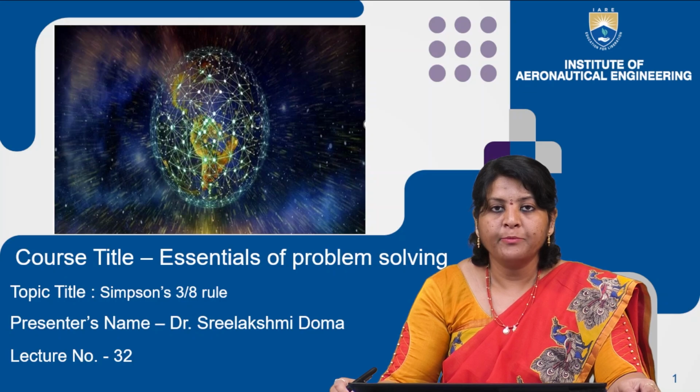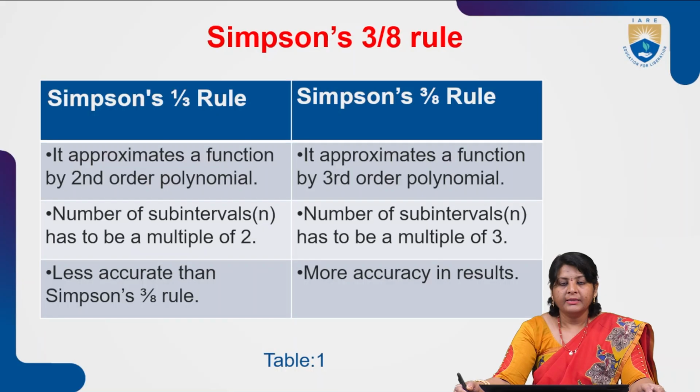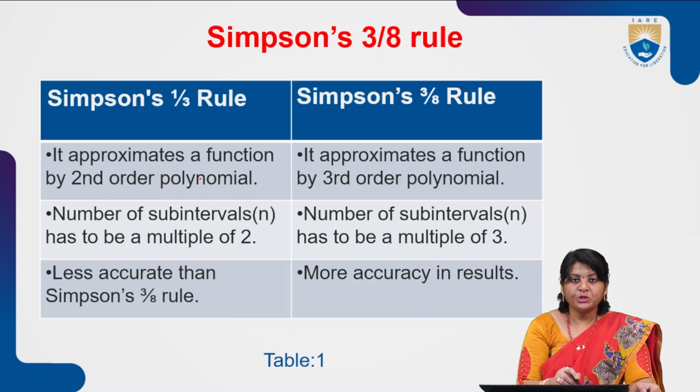In this session, I am going to discuss Simpson's 3/8 rule and what is the difference between Simpson's 1/3 and Simpson's 3/8. In the previous session, the importance of Simpson's 1/3 rule was discussed, and this method is used to find out the area enclosed under the curve for the definite integral. And here, it approximates a function by second order polynomial.